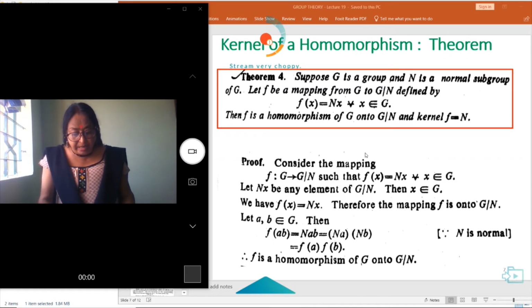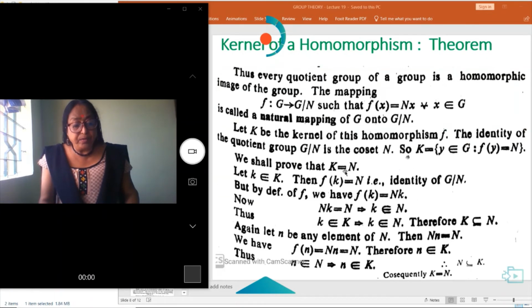Let K be the kernel of the homomorphism f. The identity element of the quotient group G/N is the coset N. So K is equal to, suppose y belongs to G such that f(y) = N. We shall prove that K is equal to N.